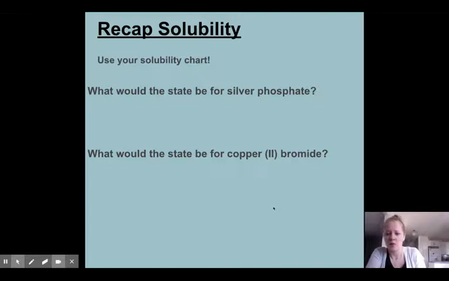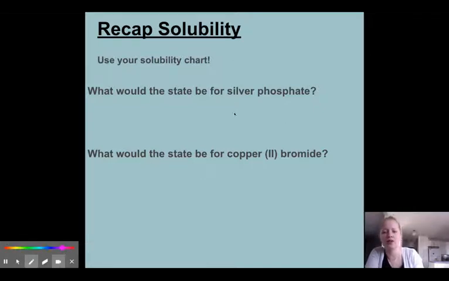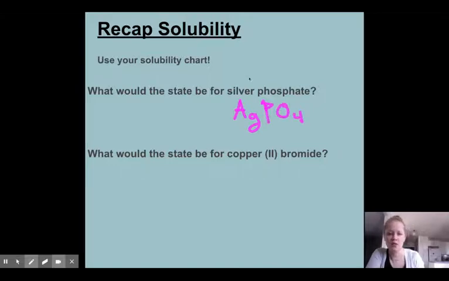So when I start with this example, the first thing I'm going to do is take that name and write it in a formula so I make sure that I use the right charges. So this would be silver and phosphate, PO4. Now, this is not balanced because silver has a charge of 1 positive, phosphate has a charge of 3 negative. We do need to remember this skill we learned from chapter 2. I know it's been a bit. Okay, so there's our formula, nice and balanced.